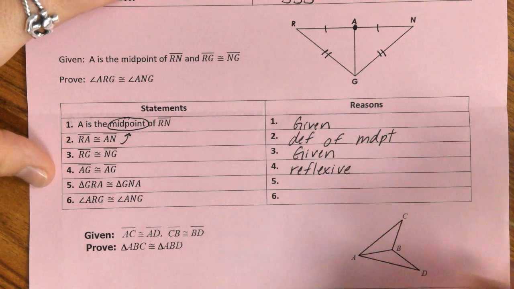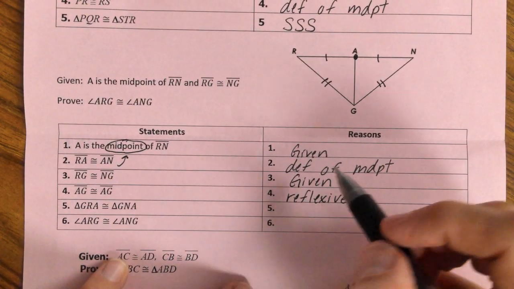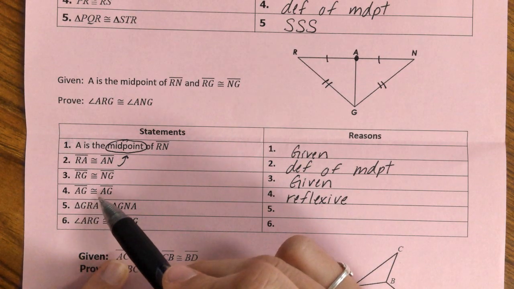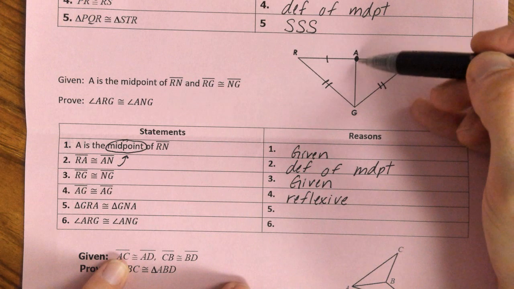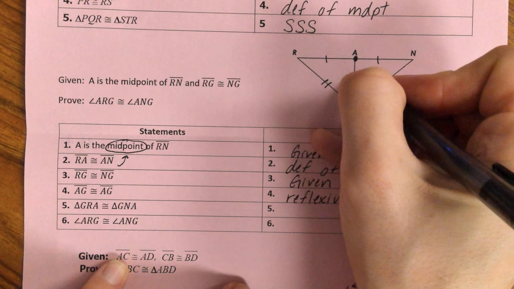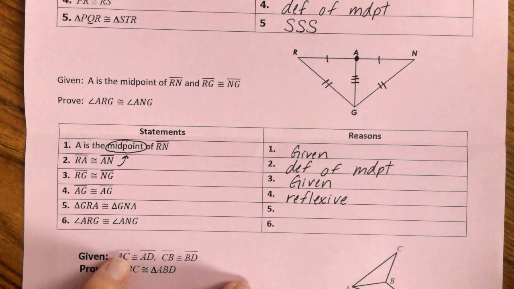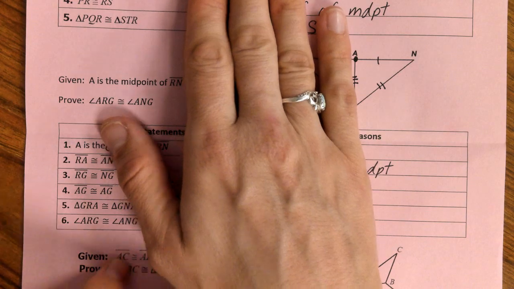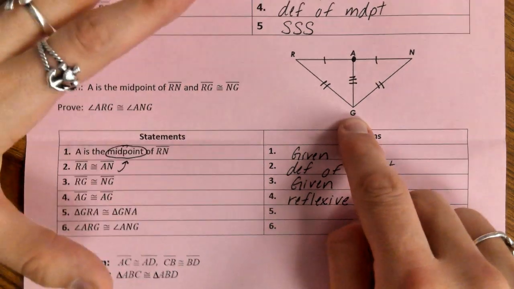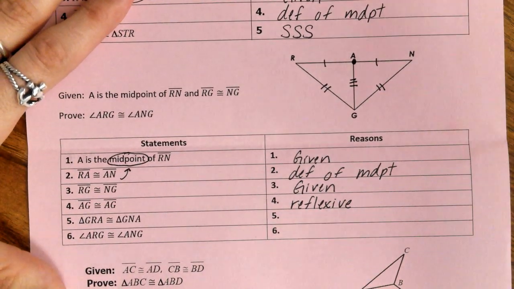And now I want you guys to see what I mean by a shared side. If you go up here, it says segment AG is congruent to segment AG. AG is right here. So we just say it's congruent to itself. This is what I mean by a shared side, because you have a triangle here and you have a triangle here, and they share the side AG, and that's why on the half sheet I wrote shared side.